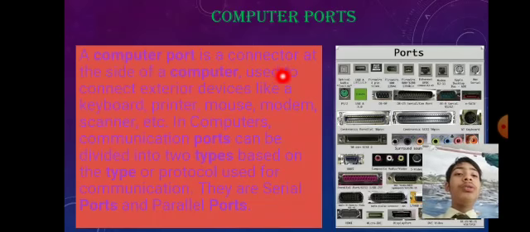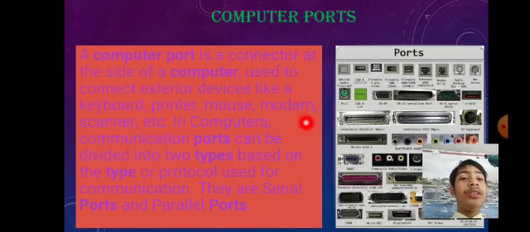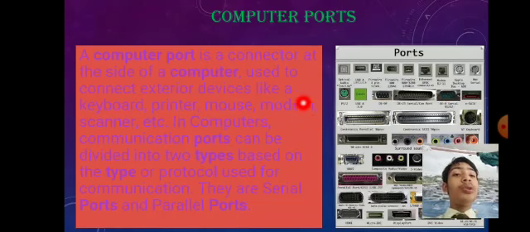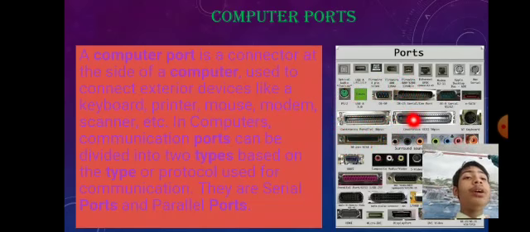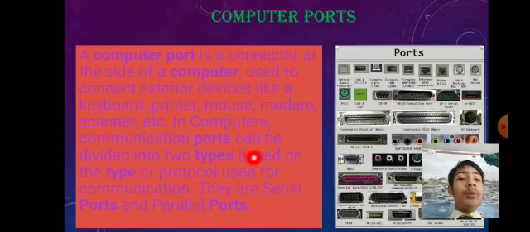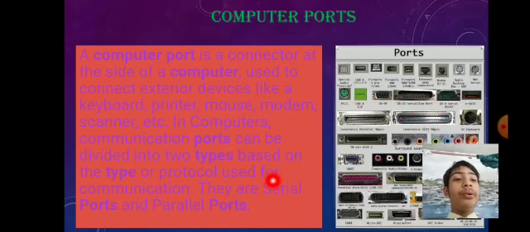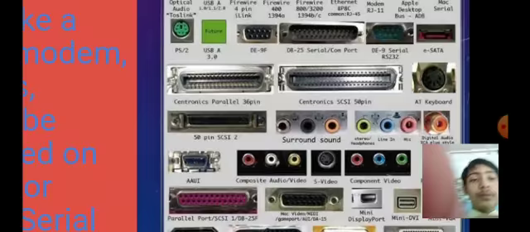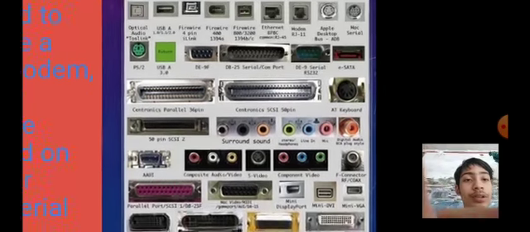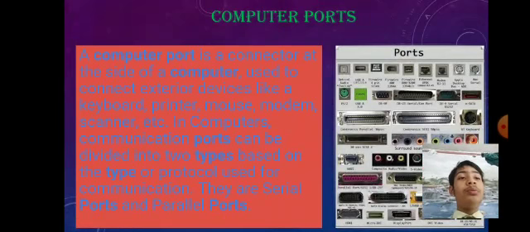A computer port is a connector at the side of the computer used to connect exterior devices like keyboard, printer, mouse, modem, scanner, etc. All the output devices, input devices, and external devices are connected through the ports. All the devices which contain USB are connected to the computer through ports. There are two types of ports: serial ports and parallel ports. Here I would show you the diagram. Here you can see these many ports. One by one we will know about these ports.